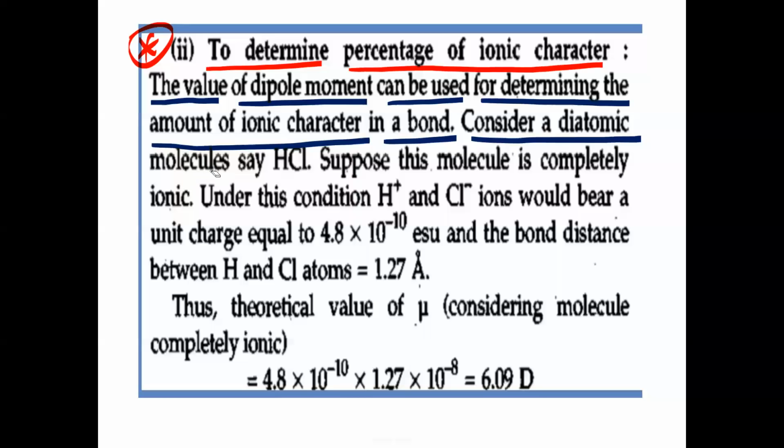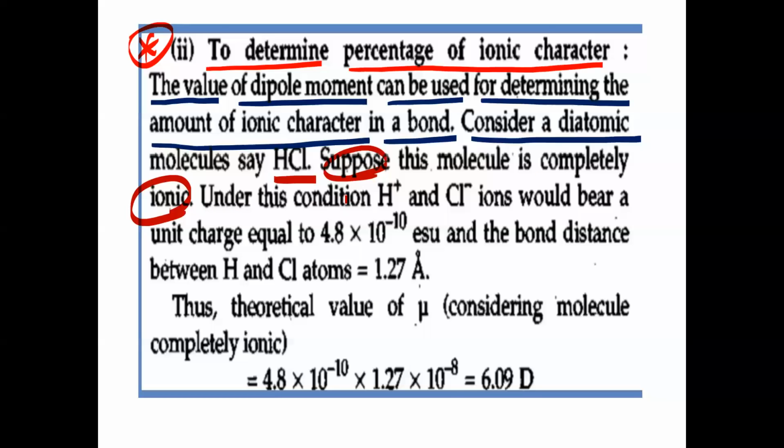Consider a diatomic molecule, say HCl. HCl is a diatomic molecule. A diatomic molecule is nothing but a molecule with two atoms. So consider a diatomic molecule, say HCl. Suppose this molecule is completely ionic. Suppose means it is not actually 100% ionic; it is a polar covalent molecule. But suppose this molecule is completely ionic.